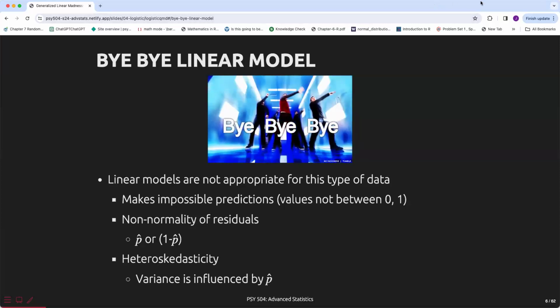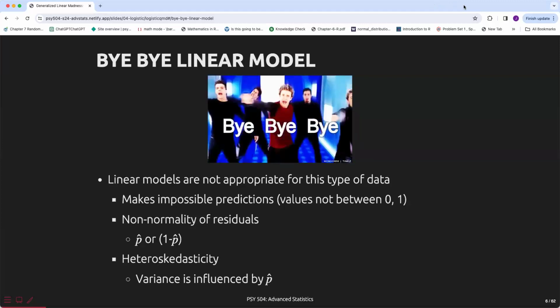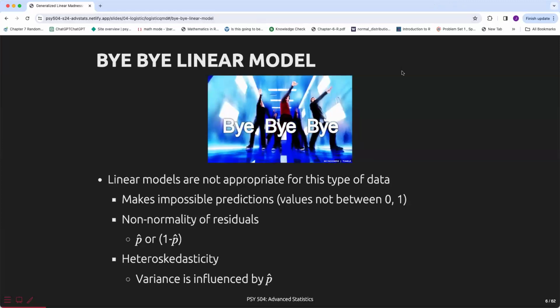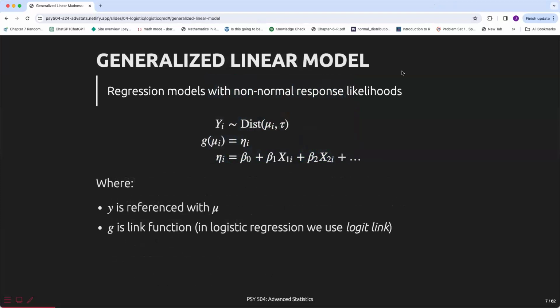Again, if you're a political scientist or an economist, do what you want. Do what your field tells you to do. But hopefully I can persuade you that there are other, better ways to model these types of data.